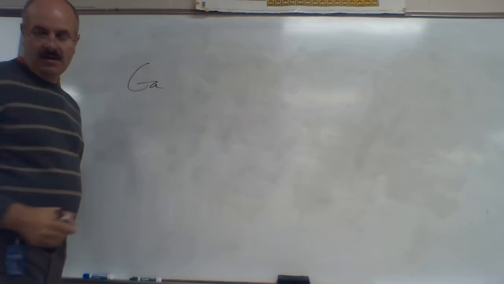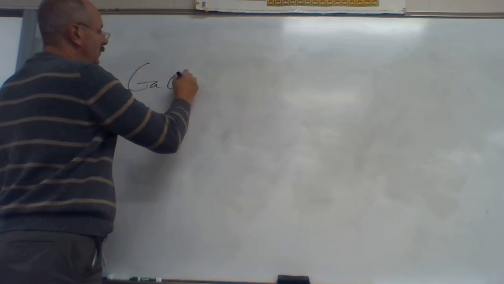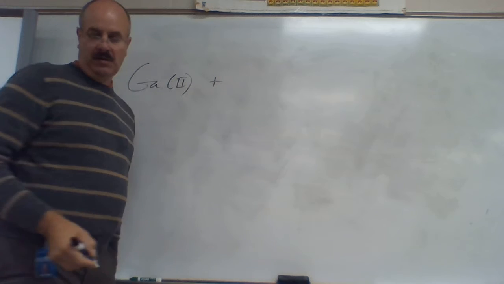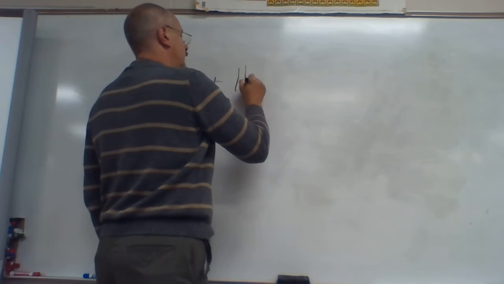Alright, now we go on to single replacement. It says all of these will react, so I don't have to worry about whether or not they're going to react or not. So we got Ga, and he's a Roman numeral 2, plus H2SO4.